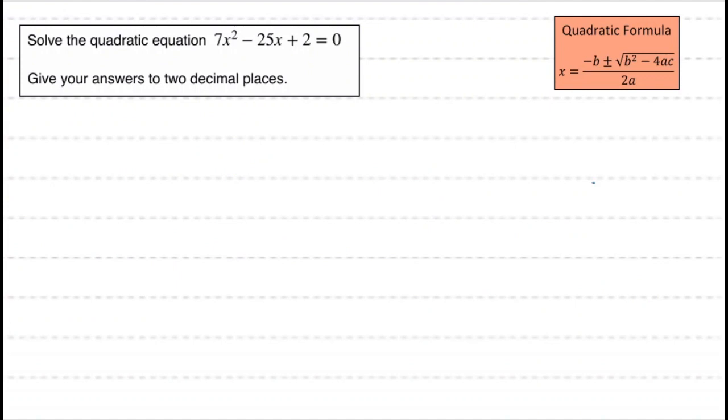And the final exam style question. Solve the quadratic equation 7x squared minus 25x plus 2 equals 0 and give your answers to 2 decimal places. Again, we have the hint in the question that tells us that we must use the quadratic formula. We know that the first step is to identify the values of a, b, and c from the equation.